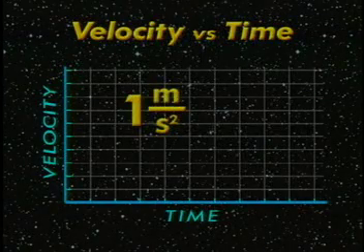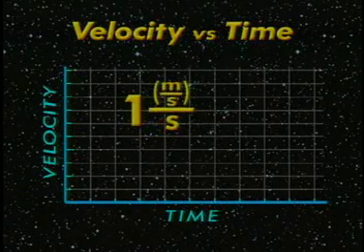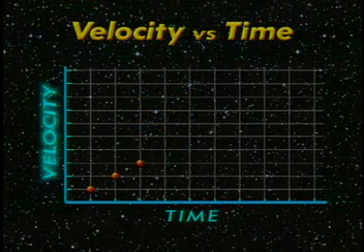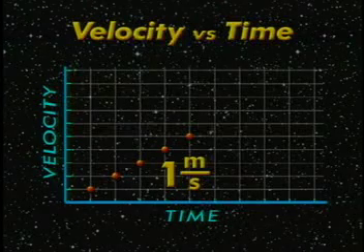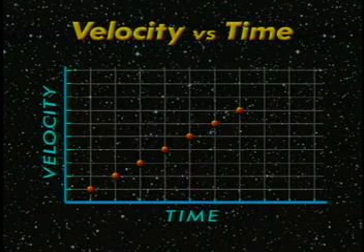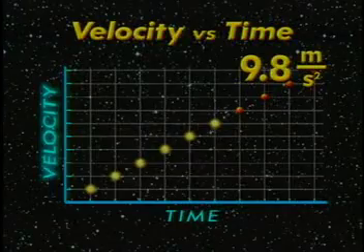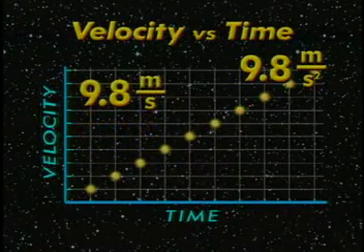And in case you're wondering, what does the unit meters per second squared mean? Well, 1 meter per second squared, or 1 meter per second per second, means that for every second of travel, the velocity increases by 1 meter per second. So, if the acceleration due to gravity is 9.8 meters per second squared, then for every second of travel, the velocity increases by 9.8 meters per second.